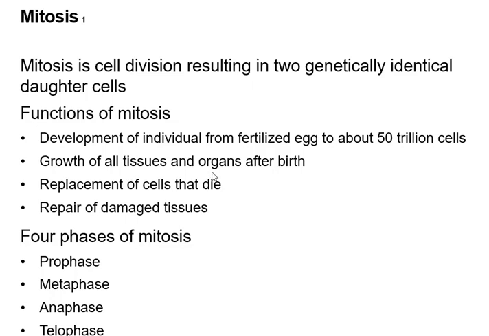Any organs, any tissues, you have to grow them. Again, you started out as 1 cell. You got to grow your heart, your liver, your spleen, all of those organs. If a cell dies, you have to replace it.